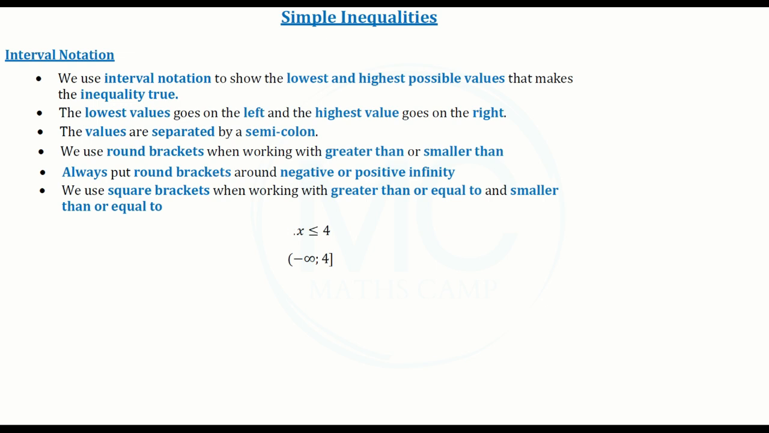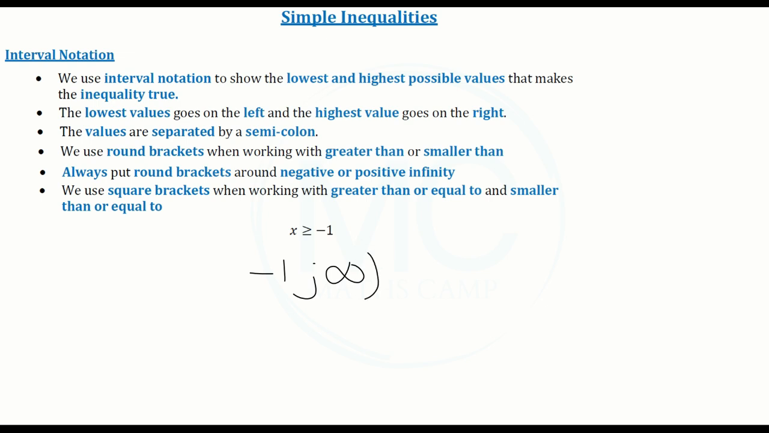Let's do one more. X is greater than or equal to negative 1. Negative 1 is our smallest possible value, and the values of x can go on forever. So infinity is our upper bound. So we can say negative 1 is our smaller value, and infinity our greater value. We always put a round bracket around infinity.